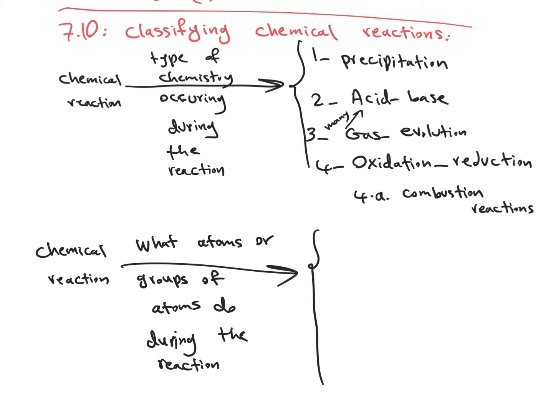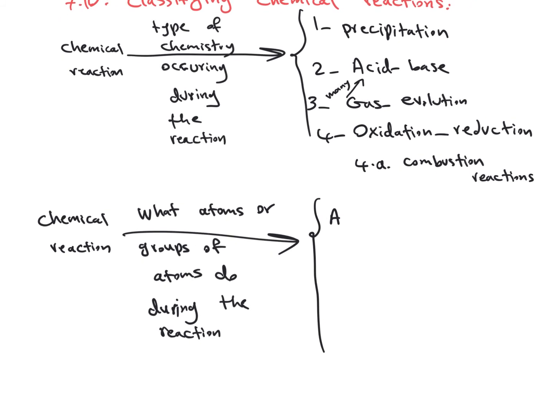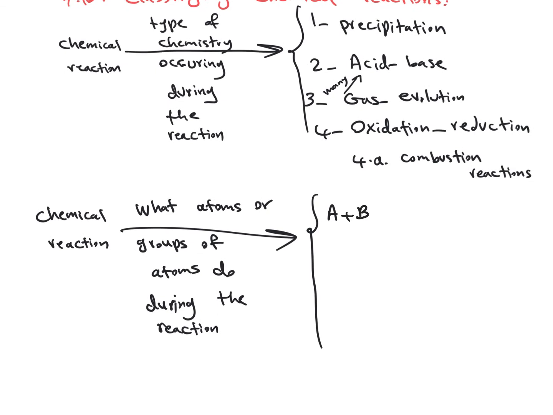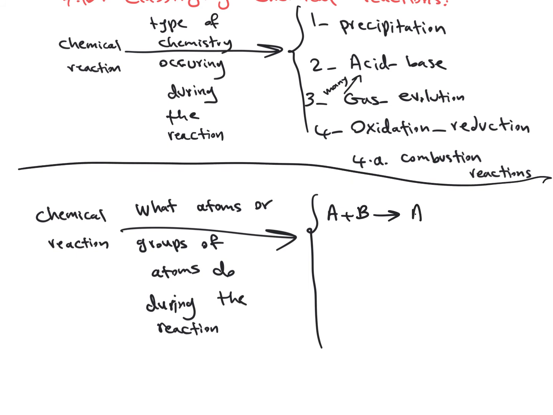So one type we call synthesis or combination. We have two simple groups of atoms. They react with each other and then they form a more complex compound. So in simple wording, you have A plus B gives AB. I'm going to write these down and then give you an example for each. So we call this one synthesis or combination. One group of atoms combines with the other group of atoms and they form a more complex compound.